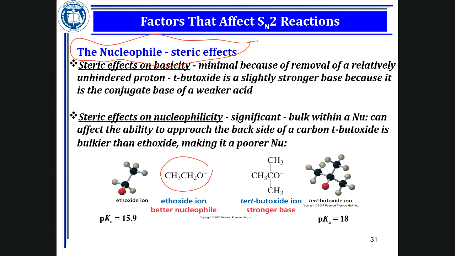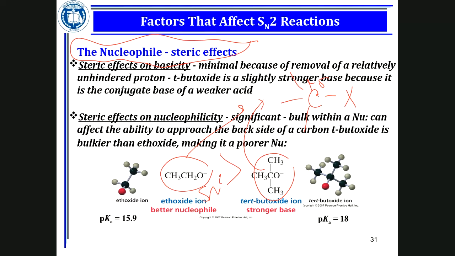The bulkier the group is, the harder it is for it to get to the carbon with the positive charge. So if you have three groups already here and you bring in this bulky group, it's going to be hard for it to go in and form a bond with the carbon. But a smaller, less bulky base or nucleophile is going to be better for SN2. For the SN2 mechanism, less bulky is better than a bulky group because of the steric hindrance.